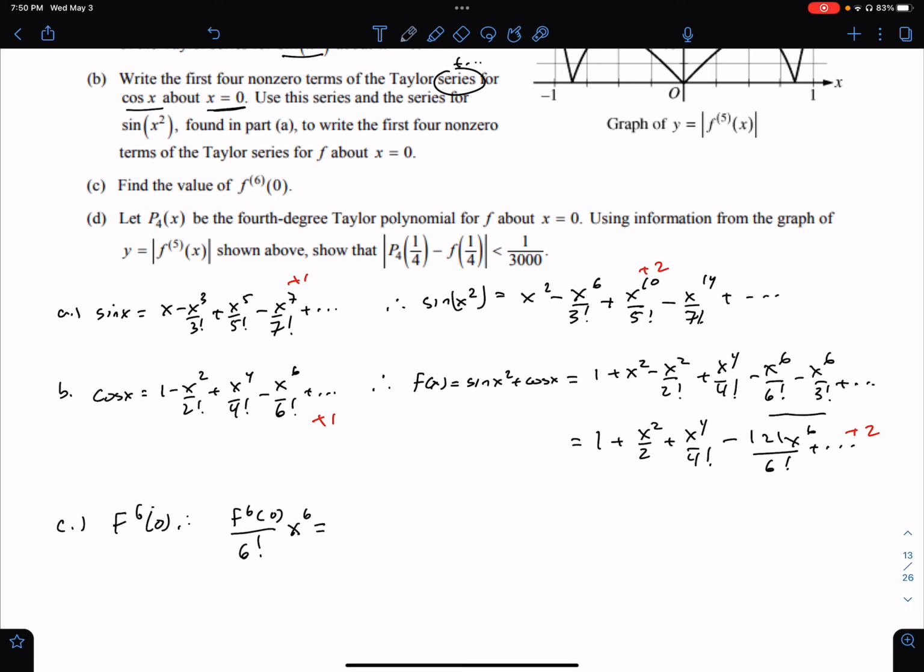So this right here is just my Taylor polynomial rule that we've been talking about. And we're going to set that equal to what it equals in the actual polynomial. That's just negative 121 x to the 6 over 6 factorial. And if you notice, quite a few things cancel out. The x to the 6 cancels out. So therefore, the value of the 6th derivative is just negative 121.